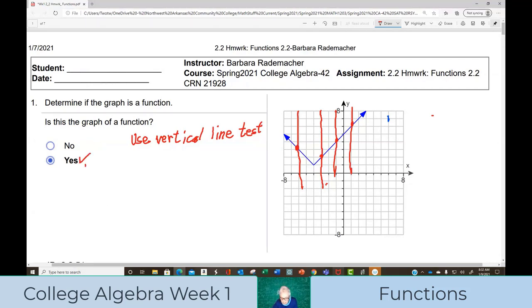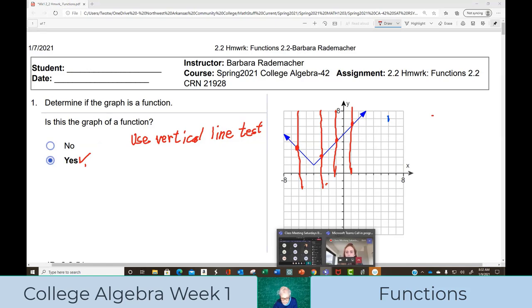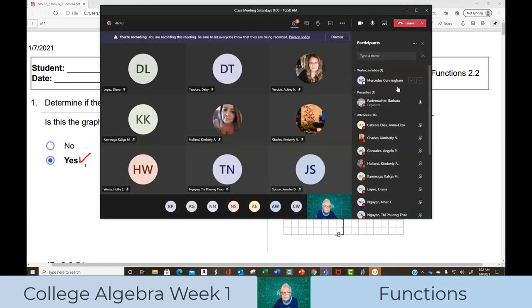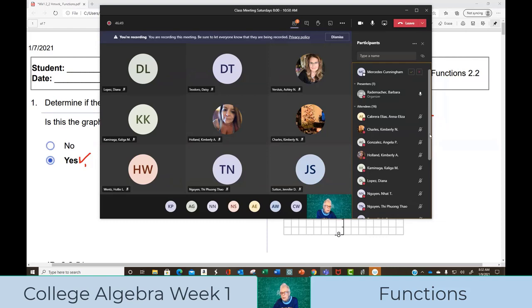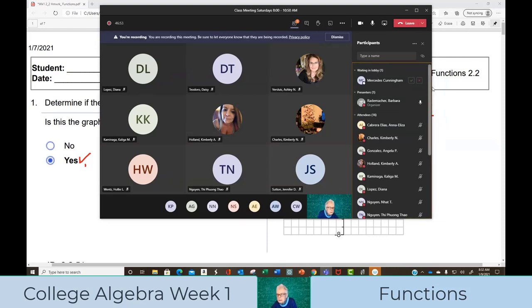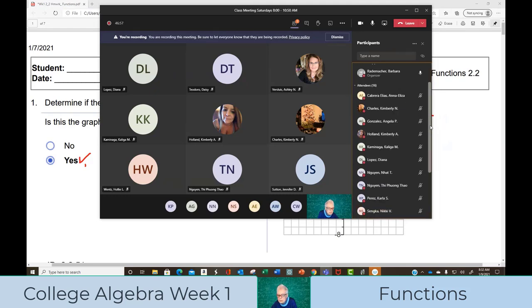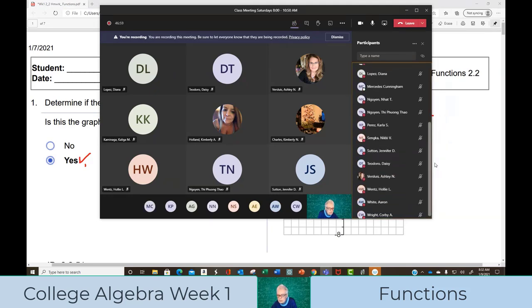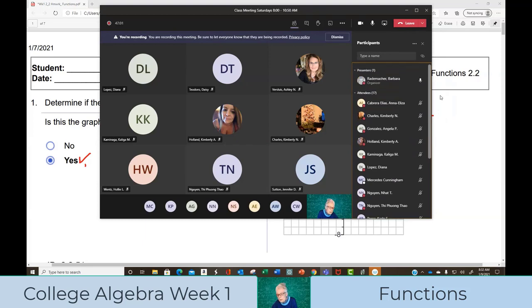I better mute people. Somewhere I've got a mute all button. I wonder where it is. Well, it looks to me like everybody's muted.